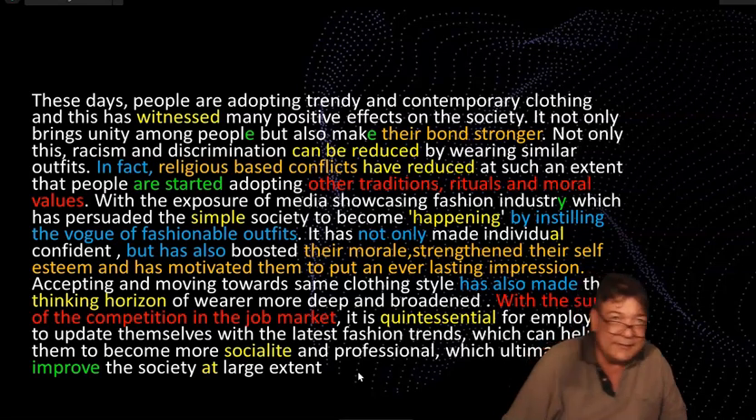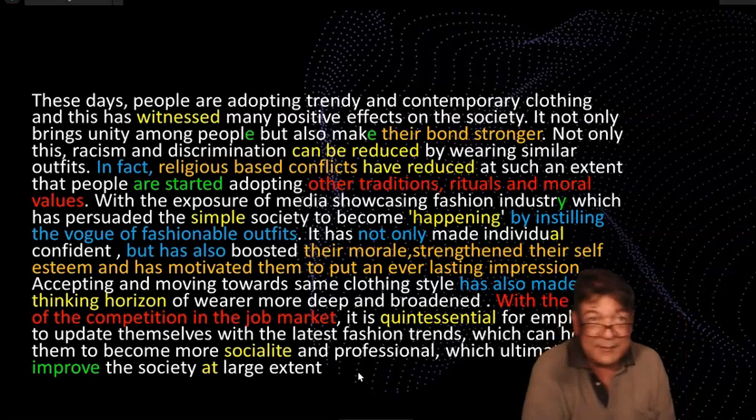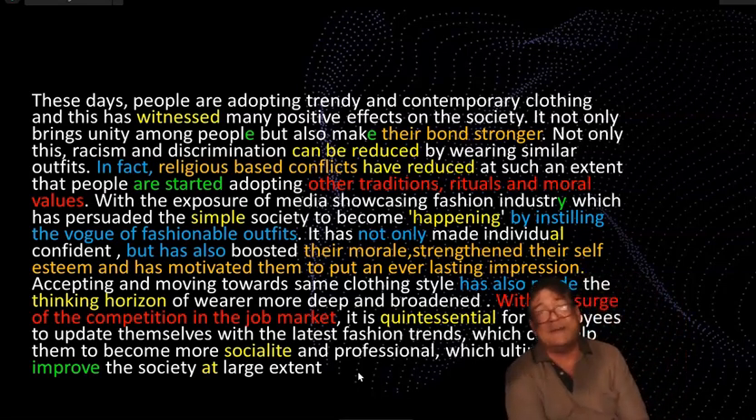essential for employees to update themselves. Why is that important? Which, there's another which, with, which can help them to become socialite. Nope, that's not the correct word. And professional. Socialite is not an adjective. Which, another which. There's so many whiches in here. Which ultimately improves. Oh, okay, fine, let me get around back to the society.